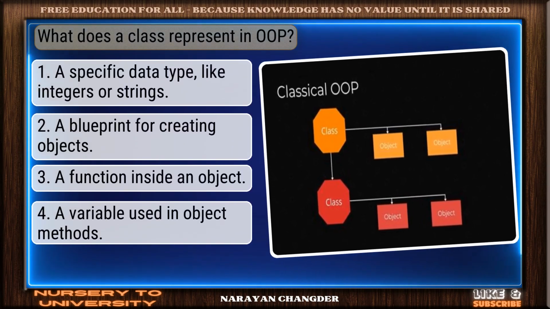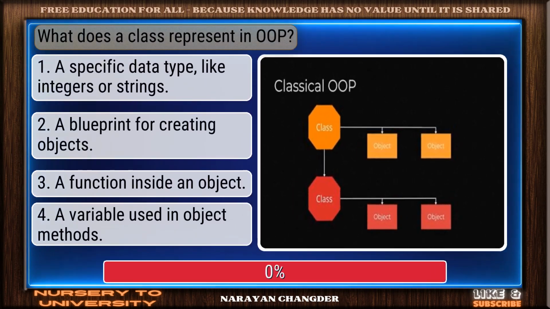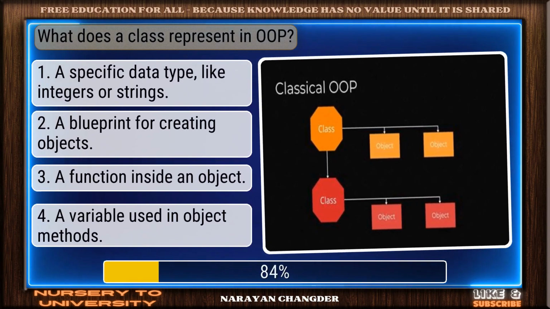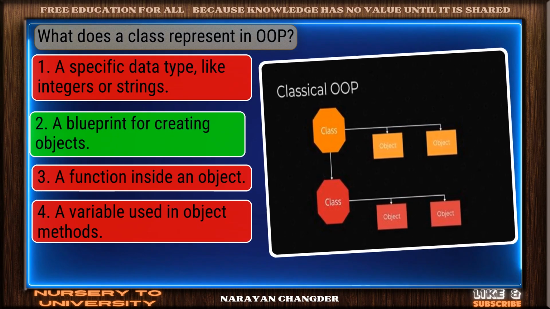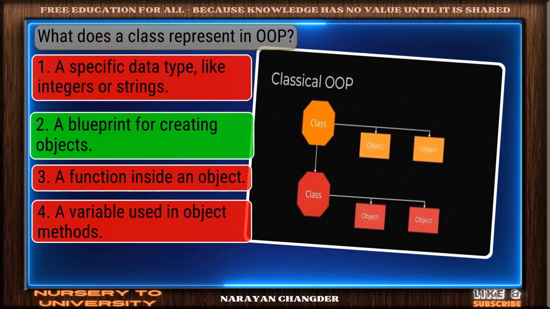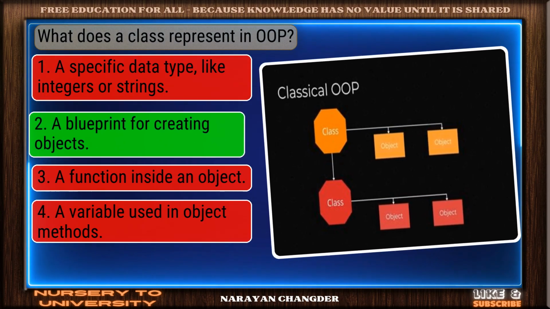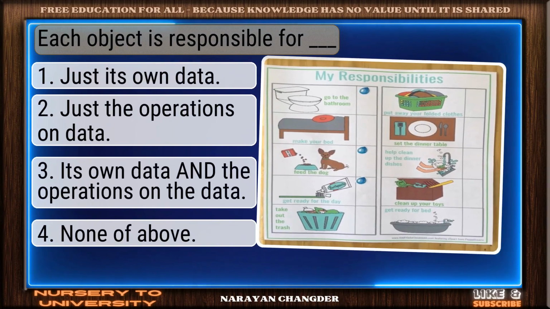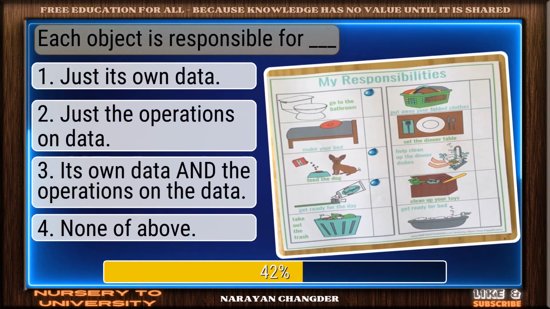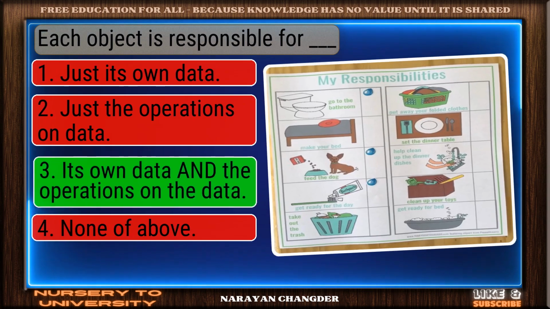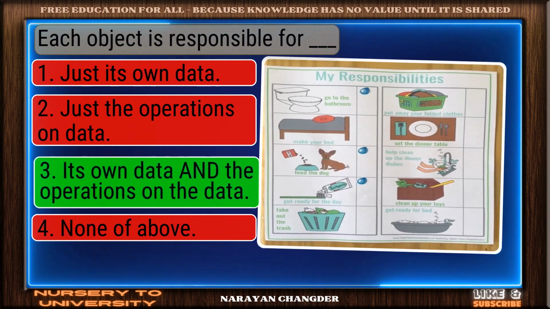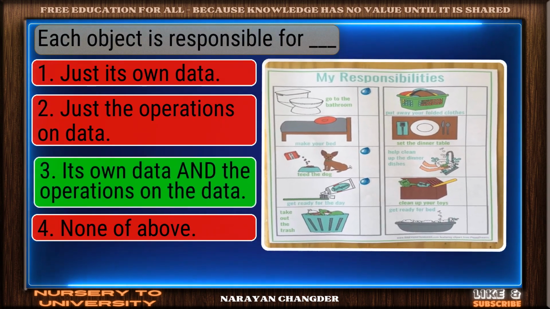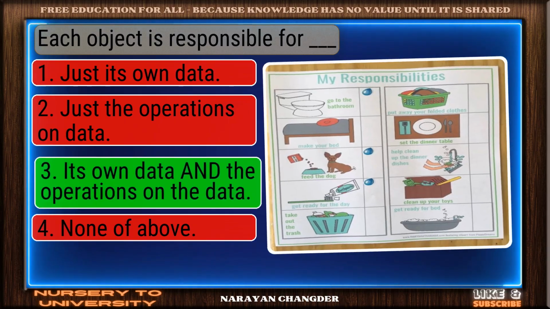Question number 56. What does a class represent in OOP? You're right. A blueprint for creating objects is the correct answer. Question number 57. Each object is responsible for dash. Solid response. Its own data and the operations on the data is a valid choice.